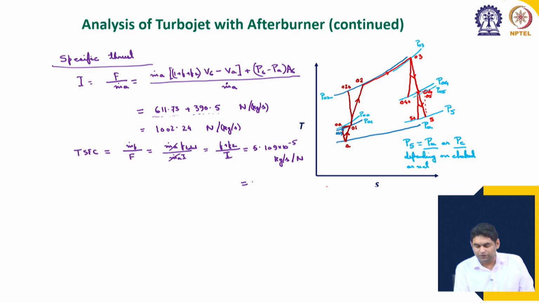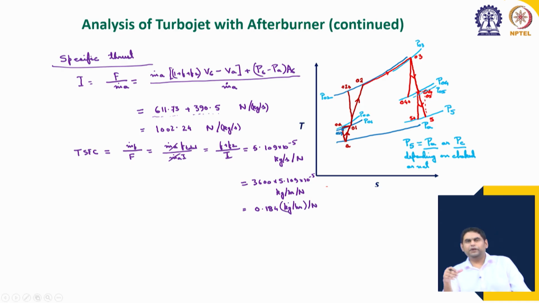This can be converted to a more practical term by multiplying by 3600. 5.109 into 10 to the power minus 5 kg per hour, mass flow rate per unit thrust, Newton per Newton. So, this comes out to be equal to 0.184 kg per hour per Newton. So, we expect this to be higher, much higher than the case without the afterburner.